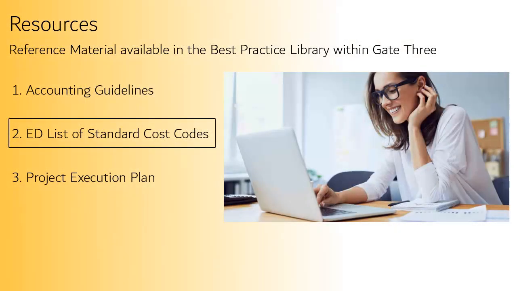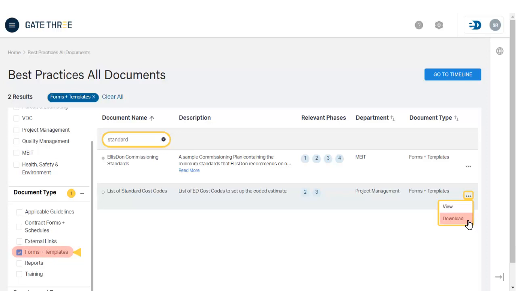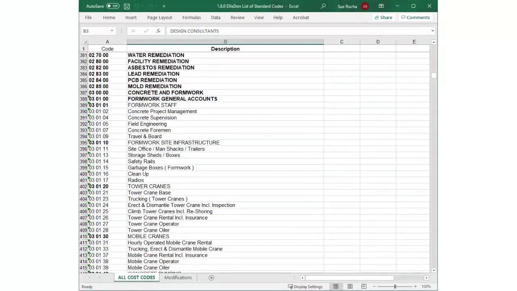Refer to the EllisDon standard list of cost codes as a guideline when coding the estimate. Download the Excel file from the Gate 3 Best Practices Library. The EllisDon list of standard cost codes is a helpful guideline as the project manager works through the coded estimate to present to costing. As a reminder, you cannot pick cost codes that do not exist on the list. For further information, reach out to your cost accountant.